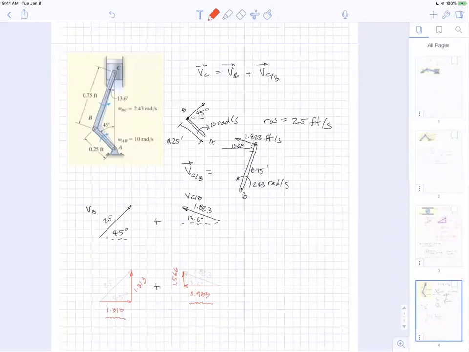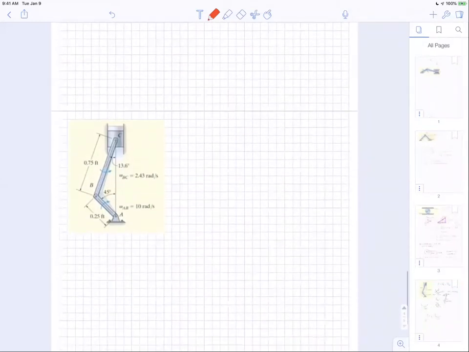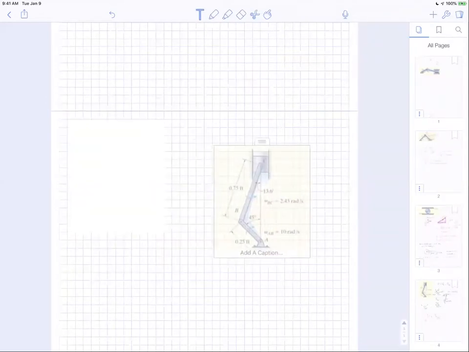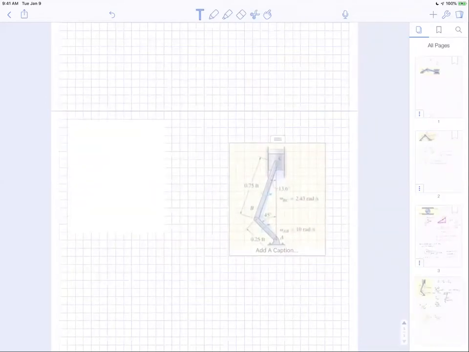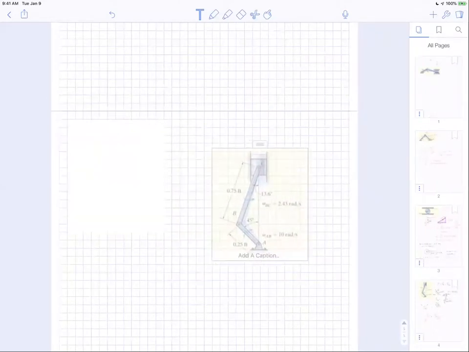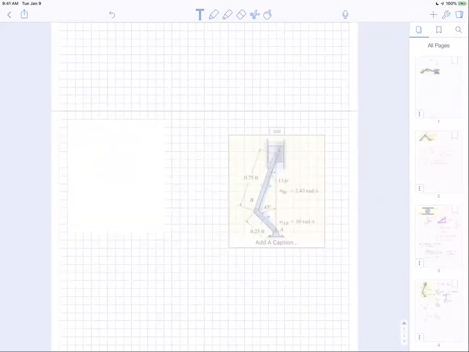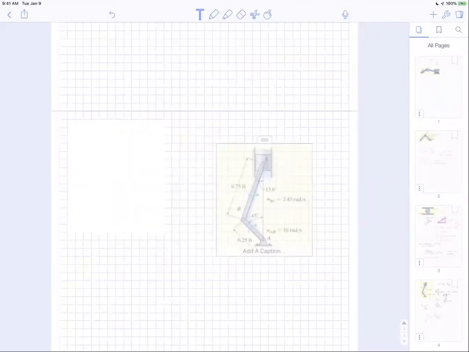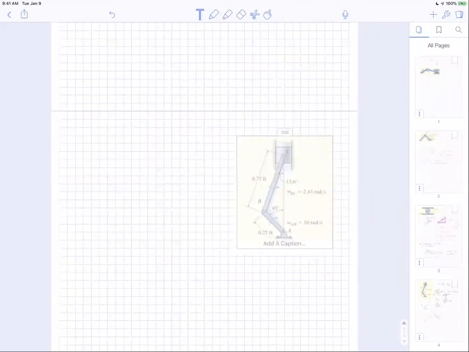Let's redo this problem conceptually using instantaneous center. So you go down here, and I've already done it ahead of time. And to draw the picture correctly, this needs to be on this side over here. So let me do that. Oops. And move it over there. Come on, stay. There we go.